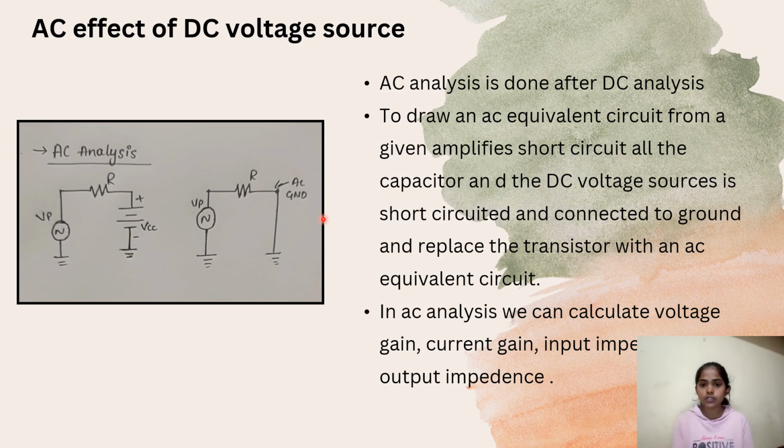So short circuit all the capacitors, and the DC voltage sources are short circuited and connected to ground, and the transistor is replaced with an AC equivalent circuit. In AC analysis, we can calculate the voltage gain, current gain, input impedance, and the output impedance. This is the use of AC analysis and the AC effect of the DC voltage source.